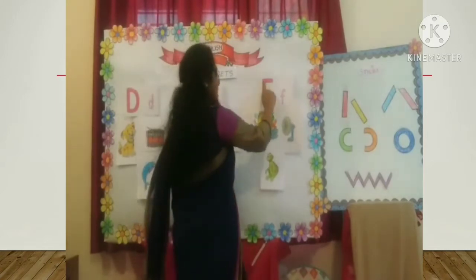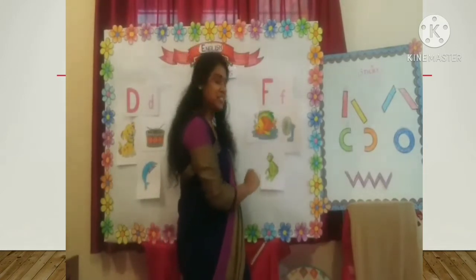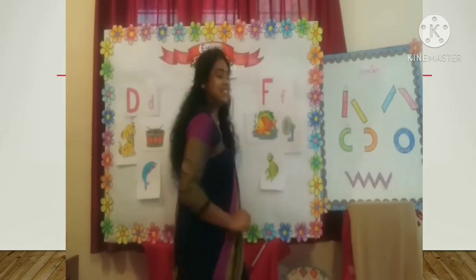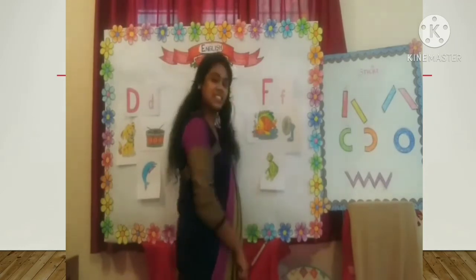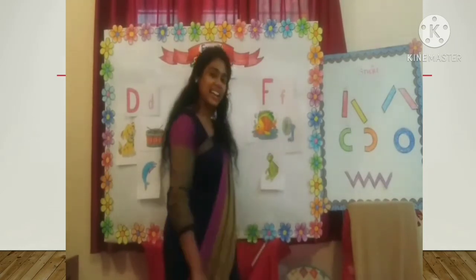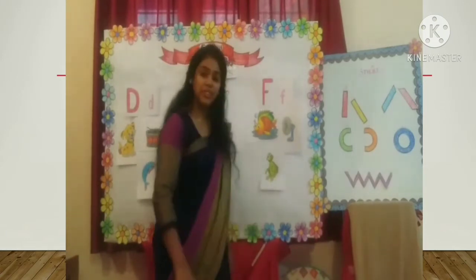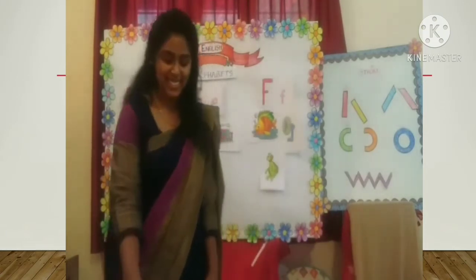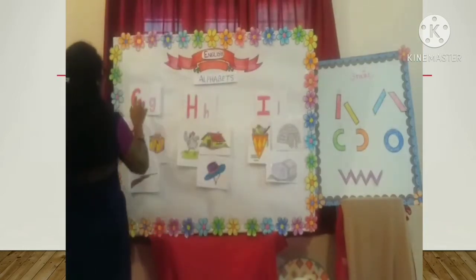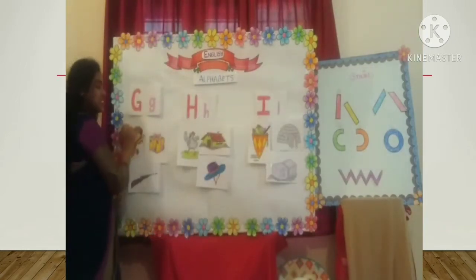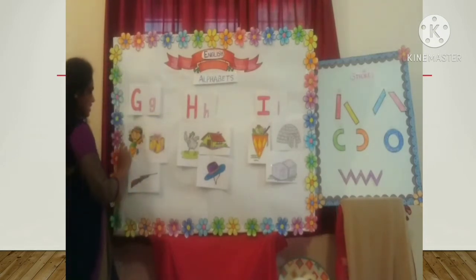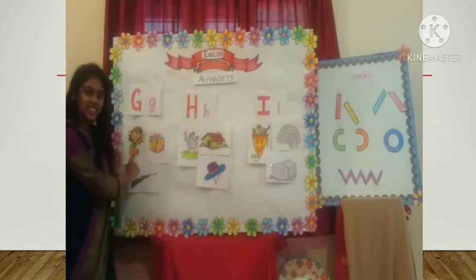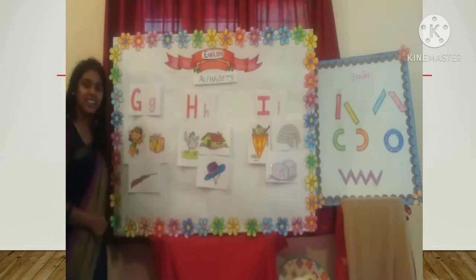Correct. This is capital letter F and this is small letter F. And F for fish. F for fan. F for frog. Yes. Capital letter G. Small letter G. G for girl. G for gift. G for gun.